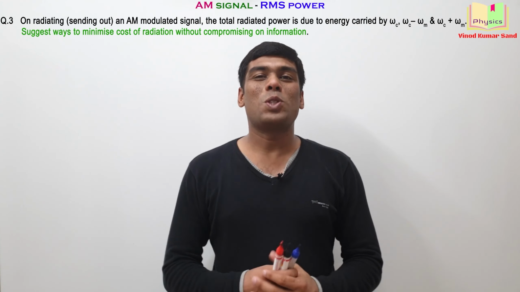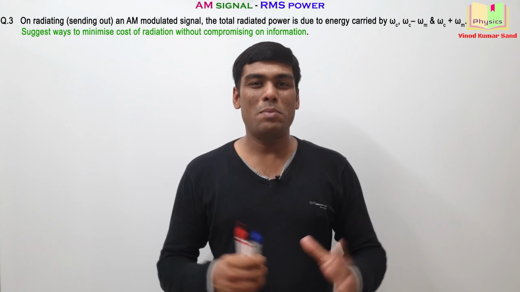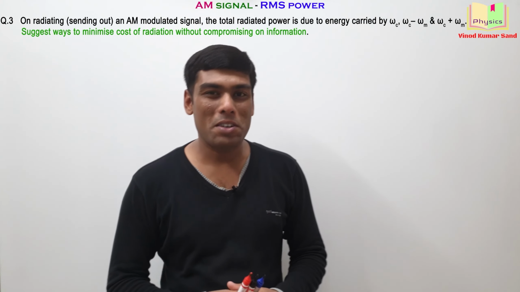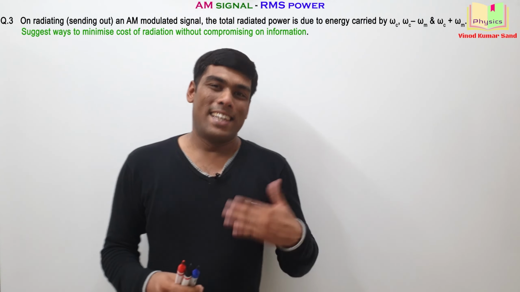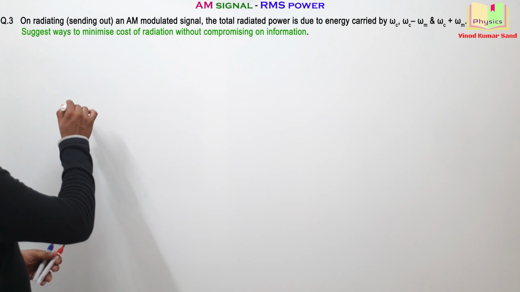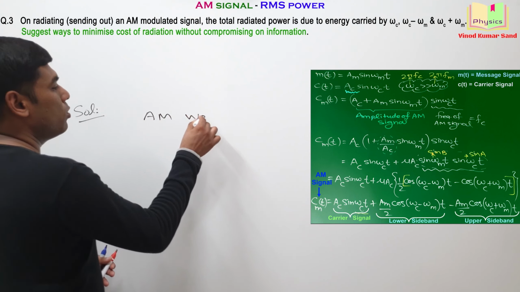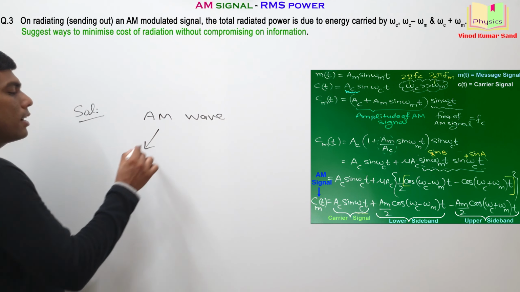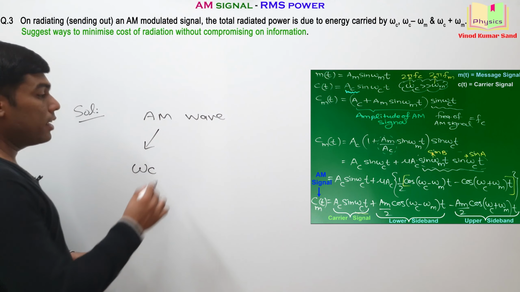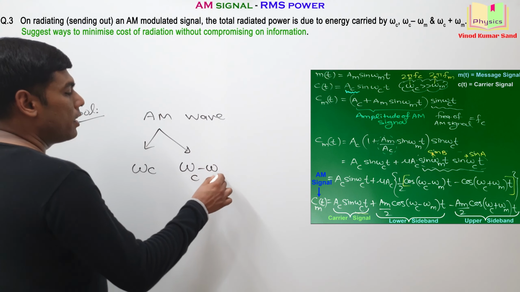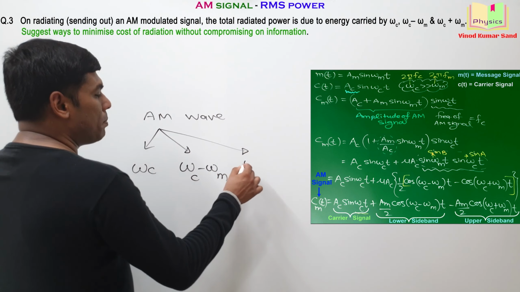Here is the last question of this video. It's a simple conceptual question. If you wish, you may post your answer in comment box. I am giving the answer on the board. In an AM wave, we know there is a carrier, okay, there is a lower side band and there is an upper side band.